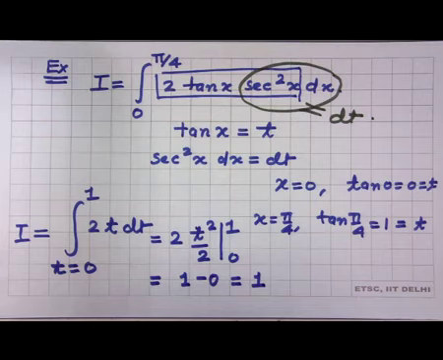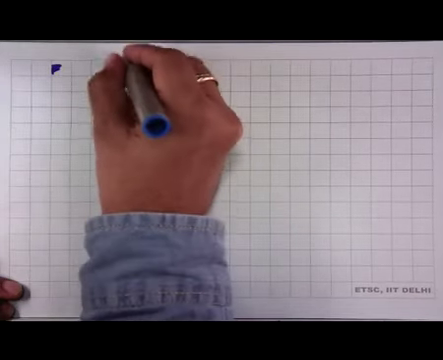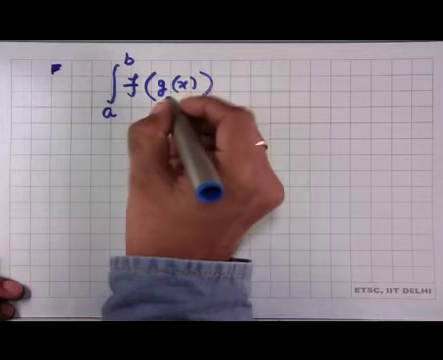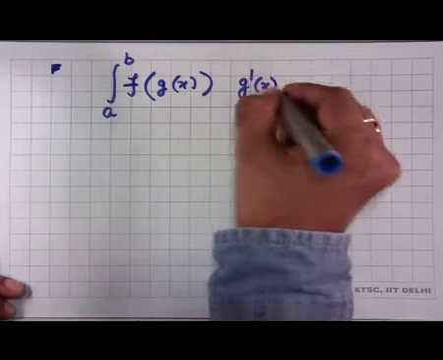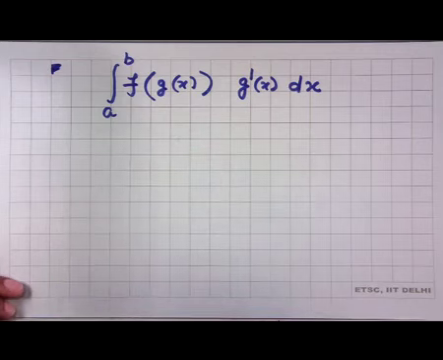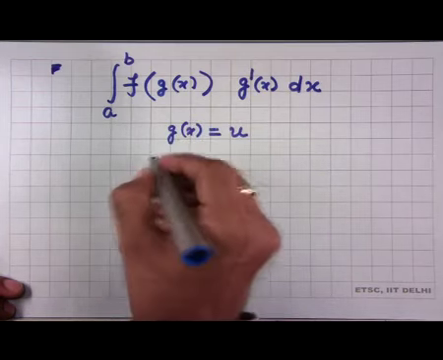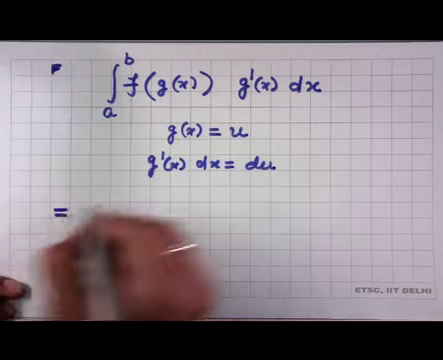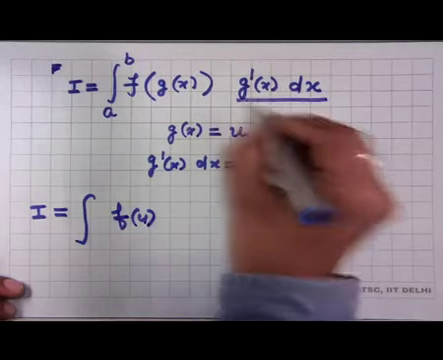The trick that we have applied is known as the method of substitution. In general, if you consider a problem of this kind, where this function is itself a function of another function, say g(x), and you have g dash x into dx, then what you can do is assume g(x) as your new variable u, so g dash x dx will be du. So the integral I will be equal to f of u, with g dash x dx replaced by du.